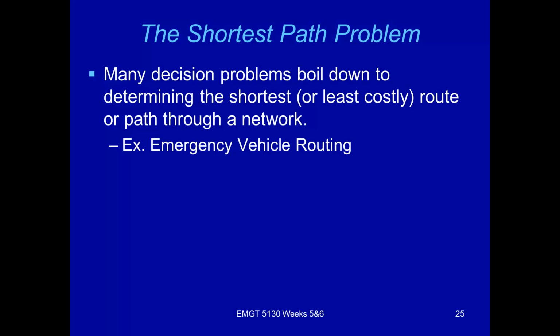Okay, so here is a very brief summary of the shortest path problem. There are many decision variables that can be boiled down to determining the shortest path, or the least costly route, to go through a network. For example, emergency vehicle routing can use this kind of algorithm to find the quickest path to go from A to B.